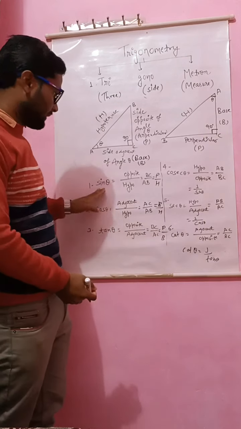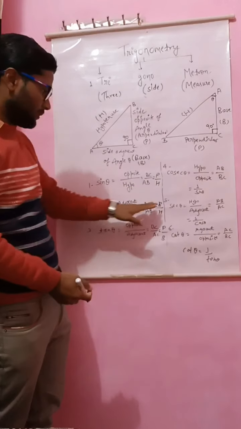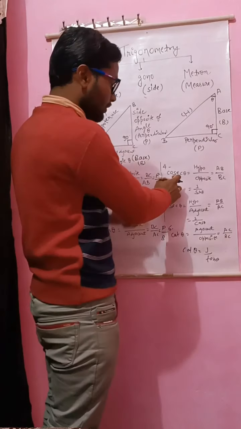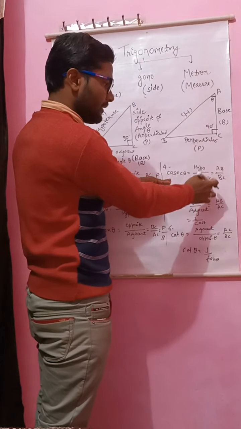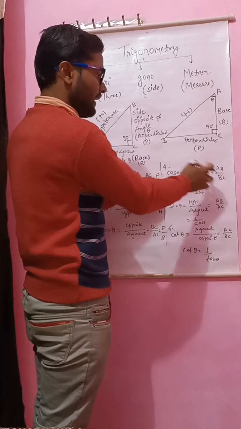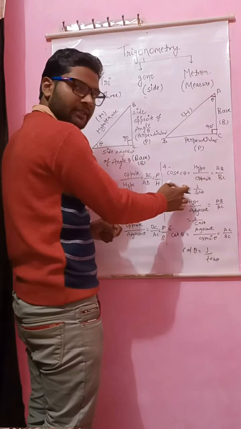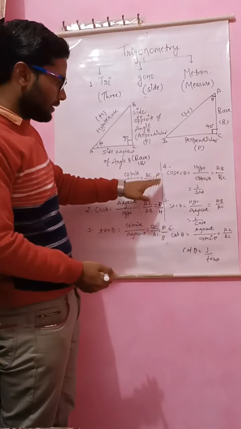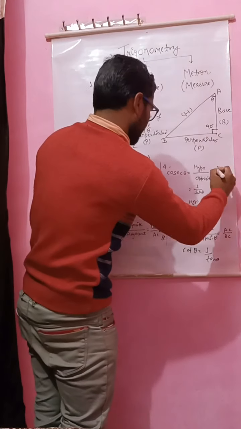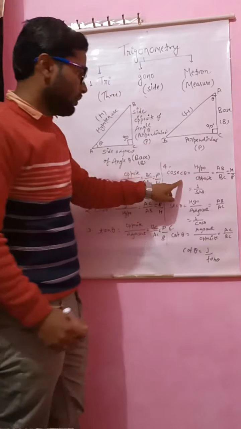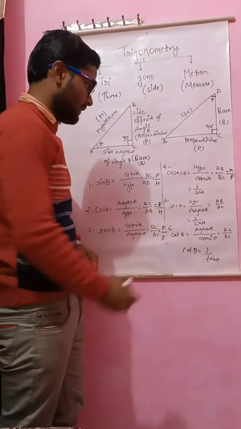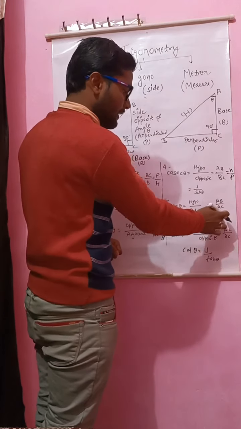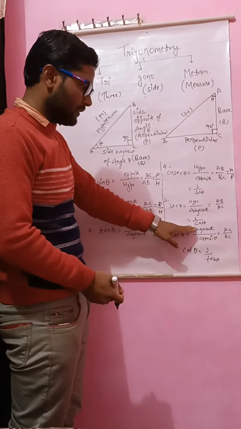You have understood? Sin theta is perpendicular upon hypotenuse, cos theta is base upon hypotenuse, and tan theta is perpendicular upon base. Now, fourth is cosec theta. Cosec theta is hypotenuse upon the opposite side of this angle theta, written as AB upon BC. Also, this is equal to 1 upon sin theta, because sin theta is perpendicular upon hypotenuse, and this is hypotenuse upon perpendicular. So cosec theta is 1 upon sin theta, and sec theta is hypotenuse upon the adjacent side of angle theta, written as AB upon AC. So also sec theta is 1 upon cos theta.